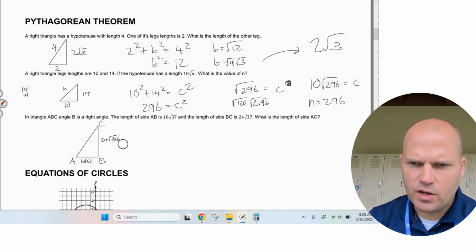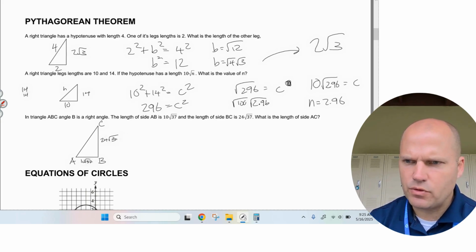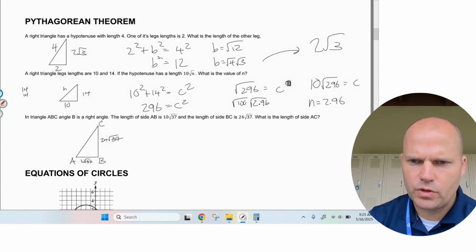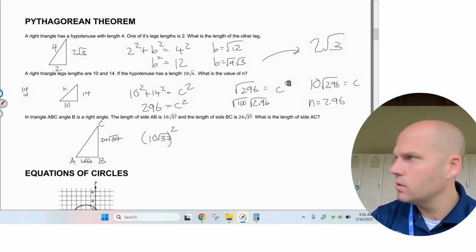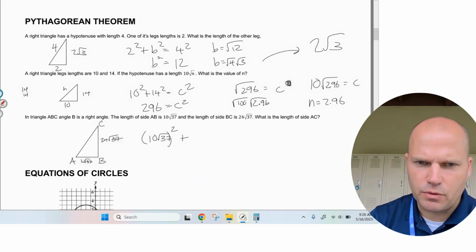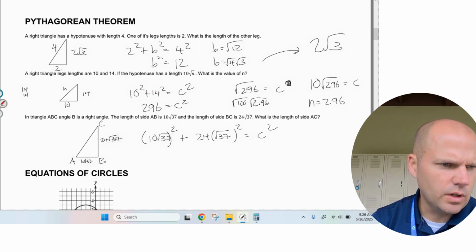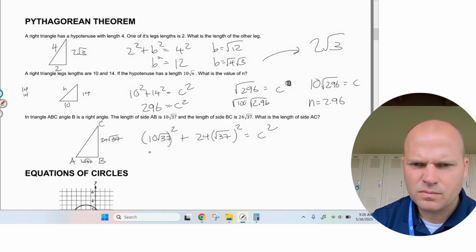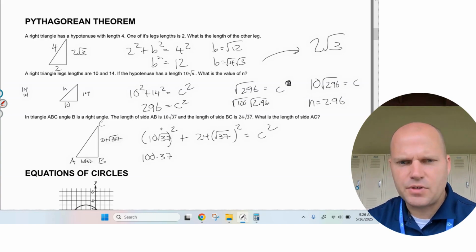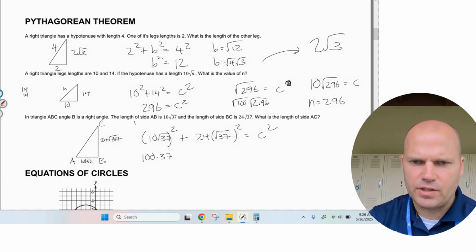All right, so we just have to understand how to square 10 root 37 and 24 root 37. So 10 root 37 squared is 10 root 37 times 10 root 37. This will be 100 times 37. It's 10 times 10, and it's root 37 times root 37.